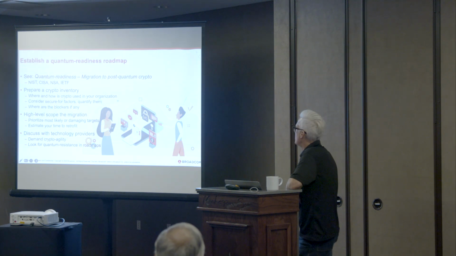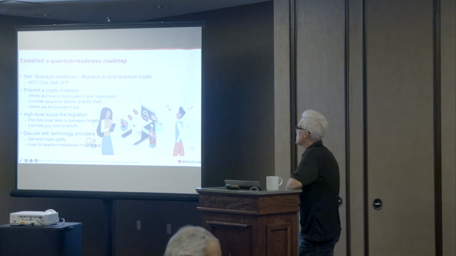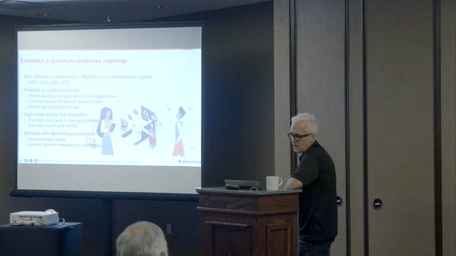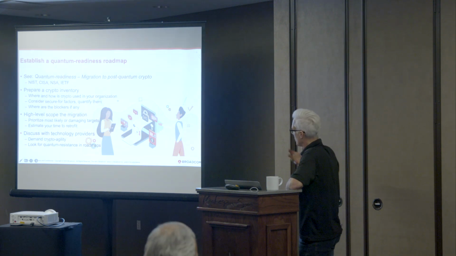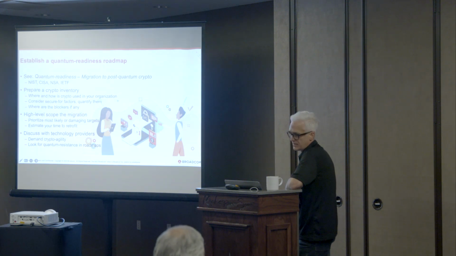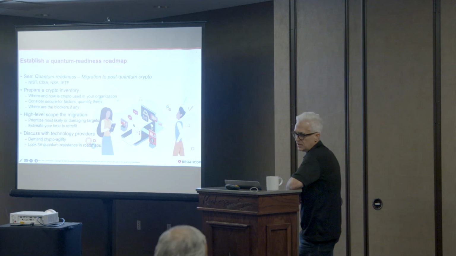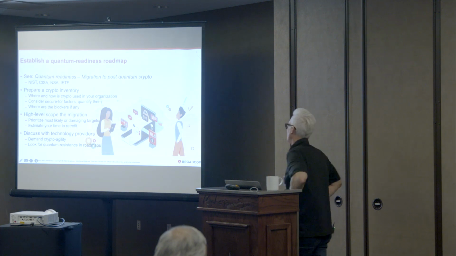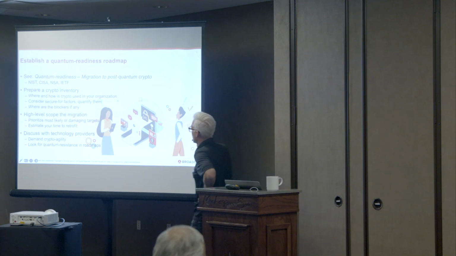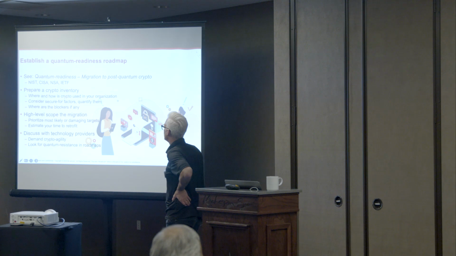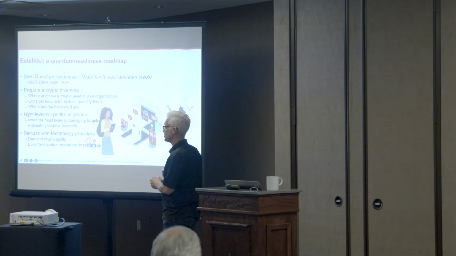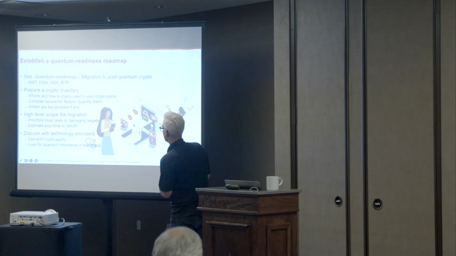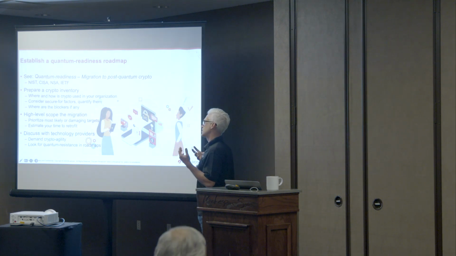But yeah, what do you need to do as part of that roadmap? You should prepare a crypto inventory. Where and how is crypto used in your organization? Look for what your secure for factors are. Try to quantify those, because that's very relevant to your roadmap. Where are the blockers, if any? Is there something in your architecture that's not going to be able to adapt, right? And then high-level scope the migration, just so you get an idea: are we talking about 2 weeks or are we talking about 20 years? That's really important.